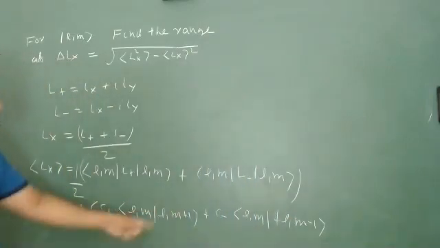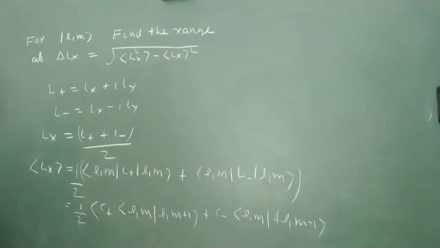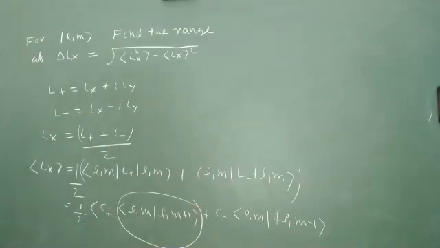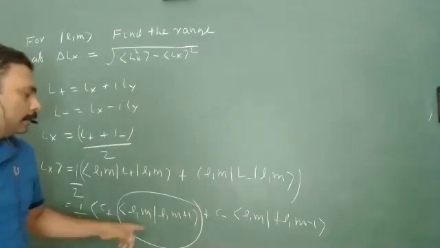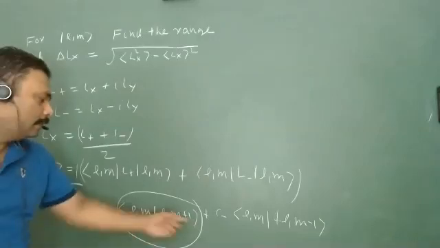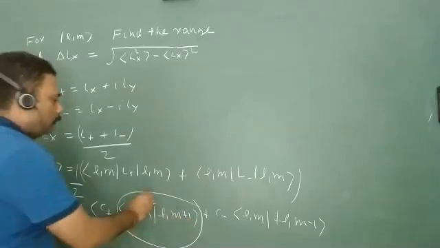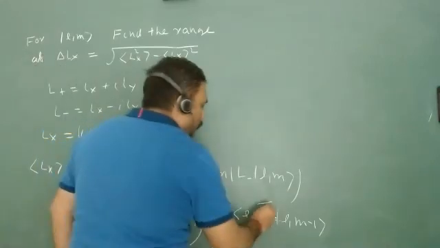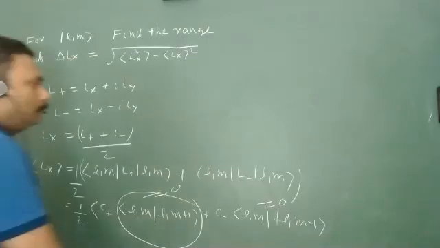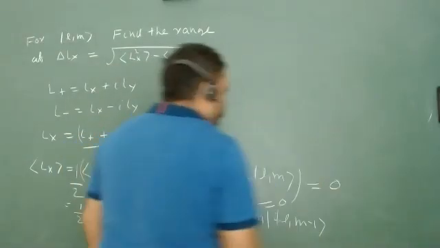So what is this value? Zero. Why? Because M is not equal to M plus 1. Here is M, here is M plus 1, so they are different. So this value is 0, and this value is also 0. So what will happen? The expectation value of Lx is equal to 0.